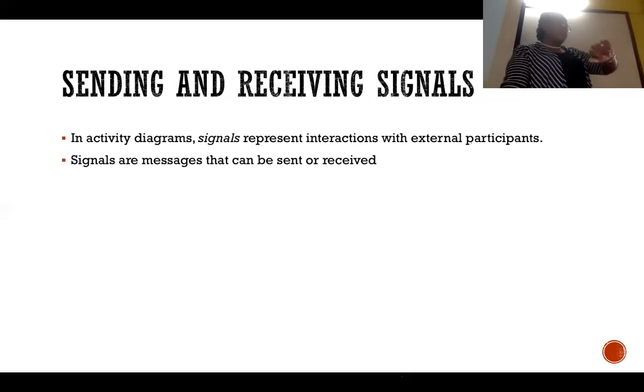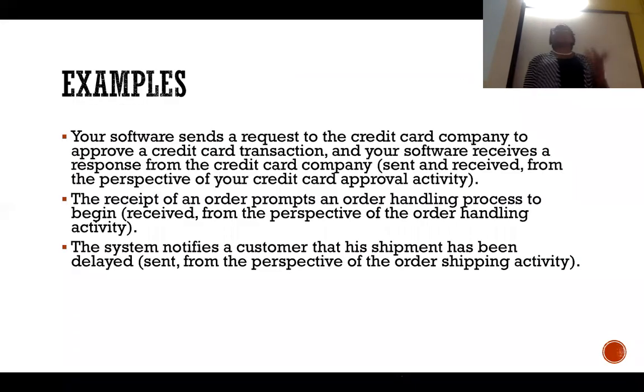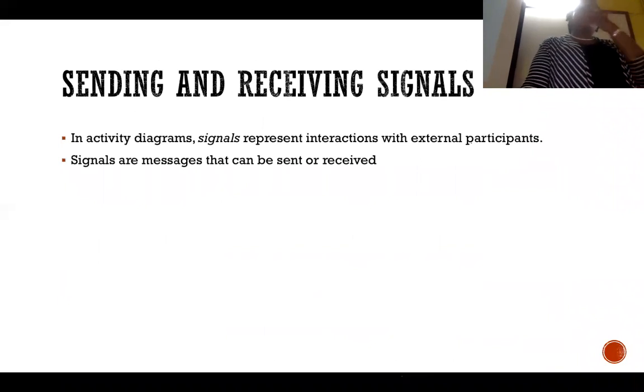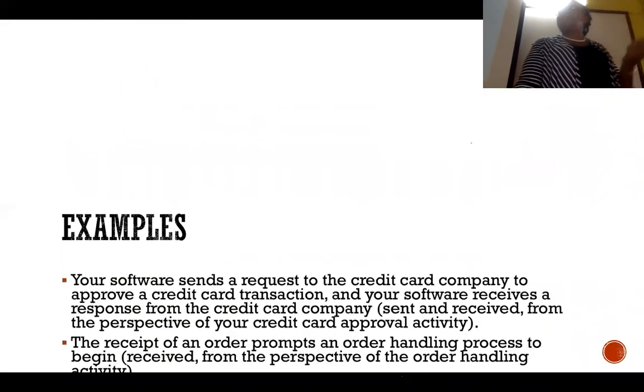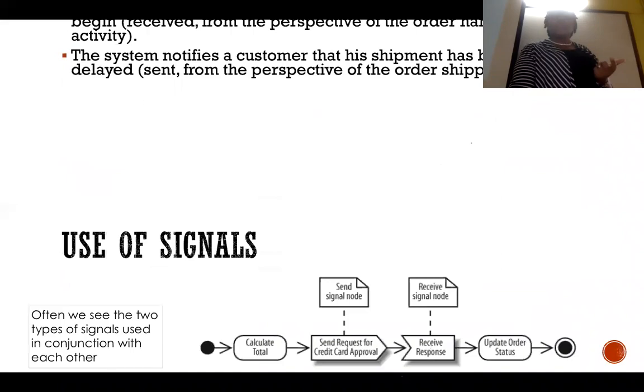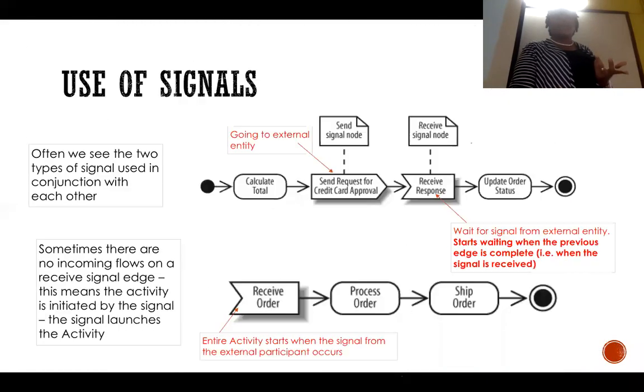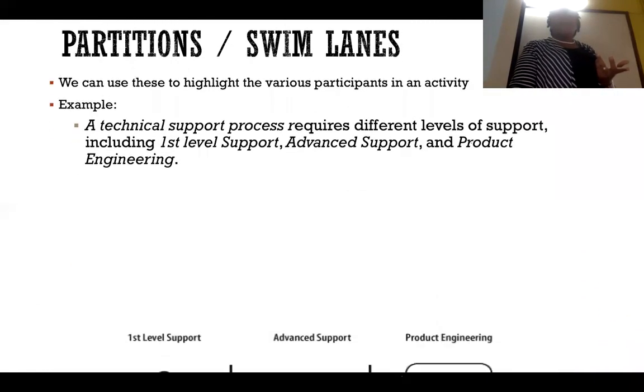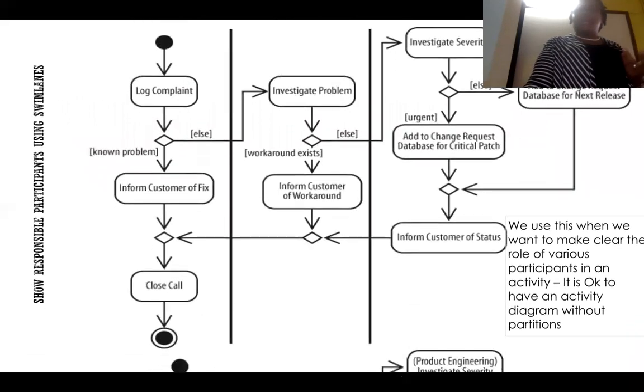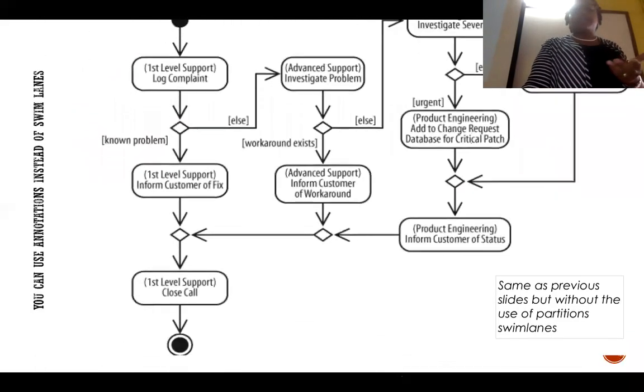I think we will just have to continue with this next time. I want you to look at signals. Sending and receiving signals. It's pretty simple, but I know that sometimes you might get confused. So you can look at that, and there are some examples associated with it. And then there's partitions or swim lanes, which is another useful feature of activity diagrams.